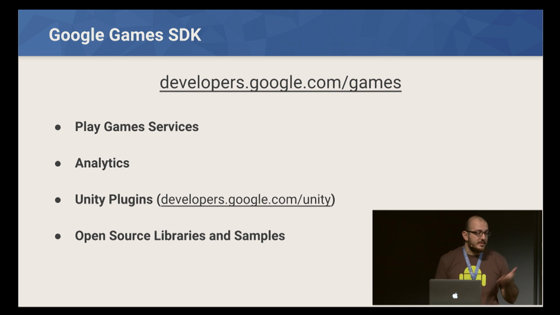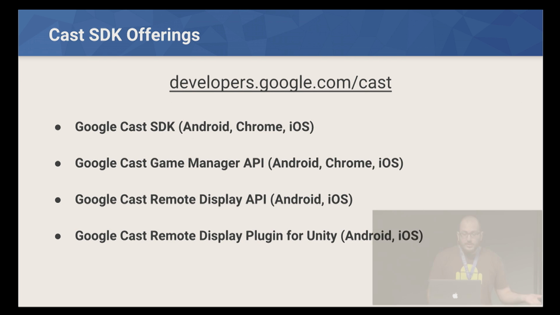Google Games Hub is developers.google.com/games. You can find all of these resources that will help you in building games in general, but I won't be covering these because we're going to focus on cast games specifically. And the resources for those are on a developer page specifically for cast. You have the Cast SDK, the Cast Game Manager API, and then for remote display, you have the Remote Display API and the plugin that we built for Unity. I'll cover those more in a bit.